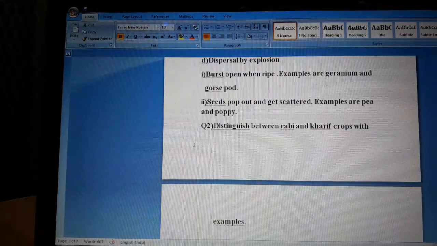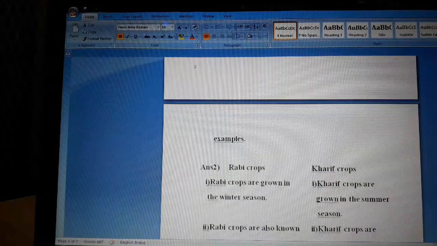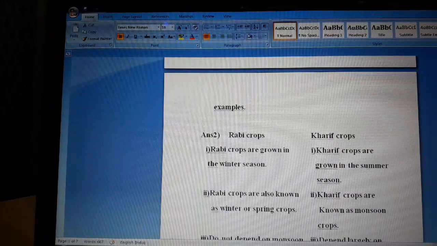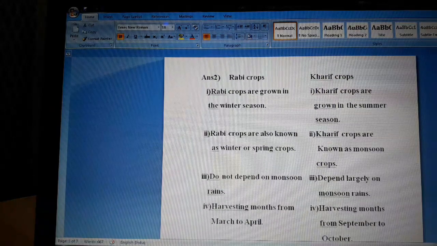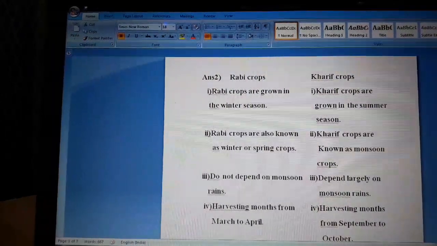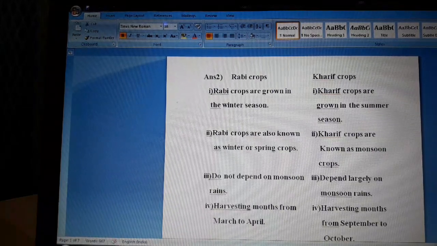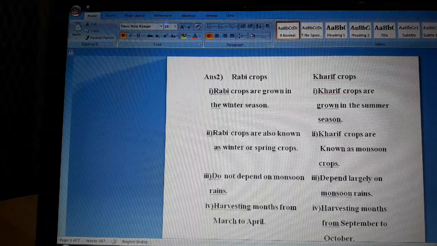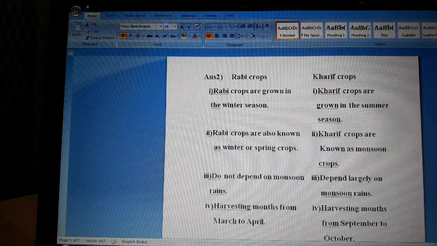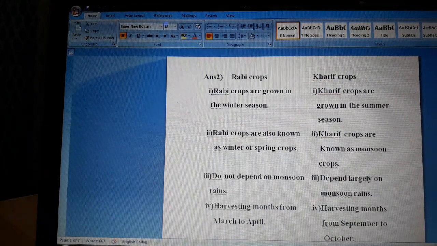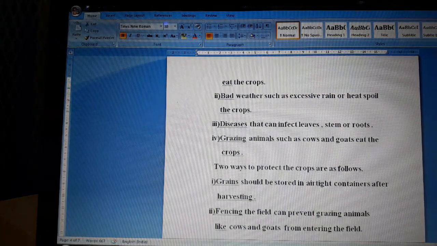Now distinguish between Rabi and Kharif crops with example. This is a very important answer. Please do learn it and write it also. Now Rabi crops. Rabi crops are grown in the winter season. And Kharif crops are grown in the summer season. Because Rabi crops are grown in the winter season, they are also known as winter or spring crops. Kharif crops are known as monsoon crops, because they grow in the summer season. This is the second point. Clear, everyone? Now I come to the third point.